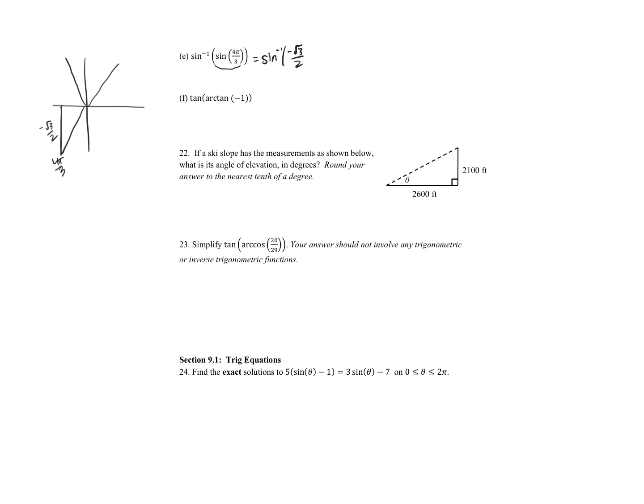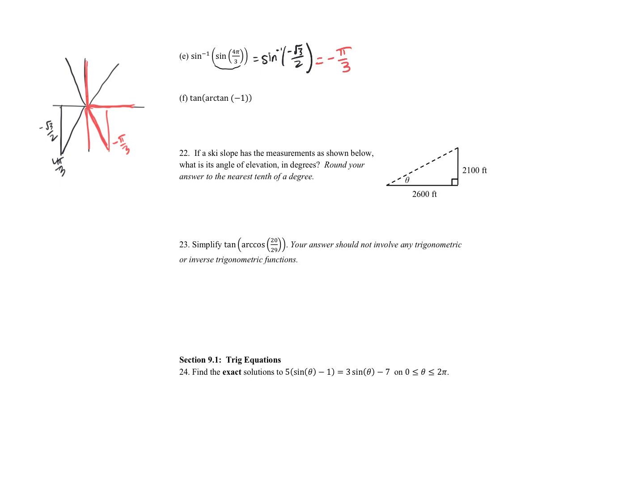Now I need to find the angle that has that sine value, but it needs to be in the first or fourth quadrant. The angle that has the same sine value that's in the fourth quadrant is going to be this angle here, which is negative pi over 3. So that one is negative pi over 3.